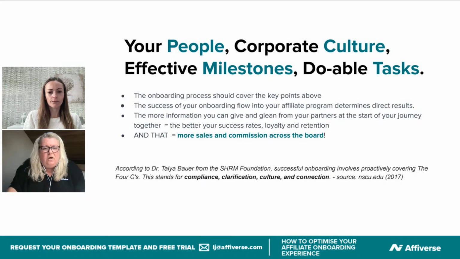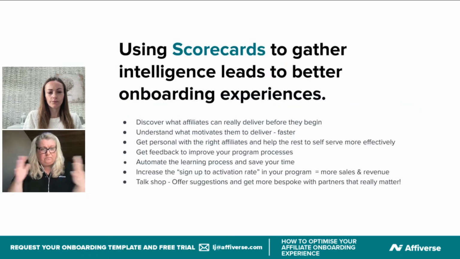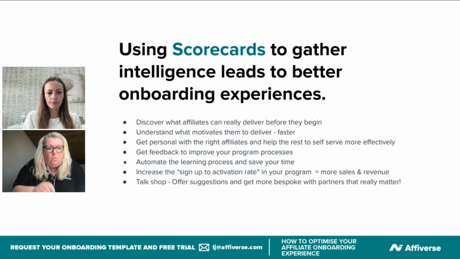Okay, so those are some of the things that I think you need to have in an onboarding experience. And using things like scorecards, which we're going to show you now, helps you to gather the intelligence that leads to better onboarding experiences for your affiliates. Because at the first point of contact, when they are registering for your program or applying to your program, you have the opportunity to discover what they really can do and what they will need upfront in order to make their activation journey quicker. So you need to use the onboarding and the ScoreApp process.